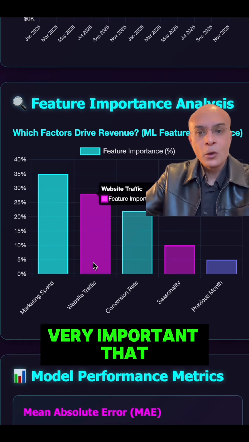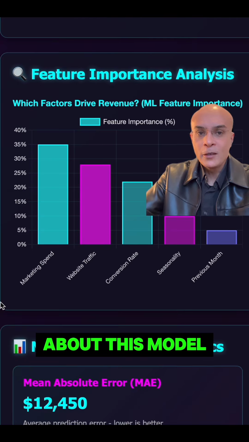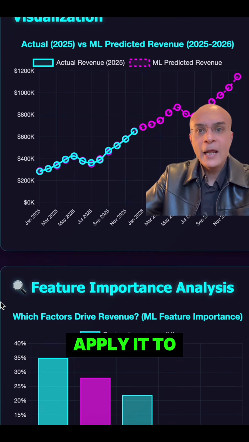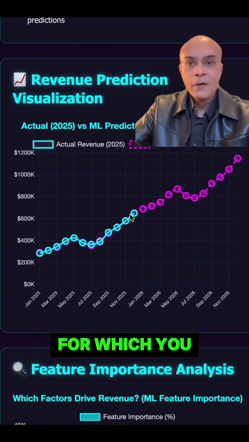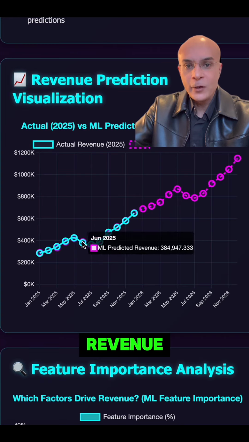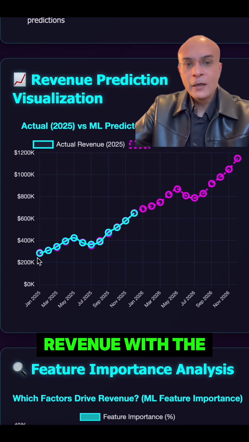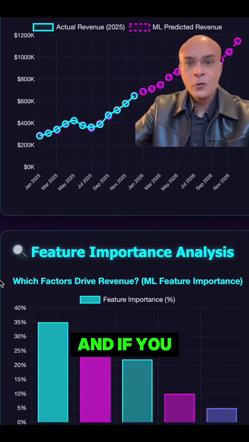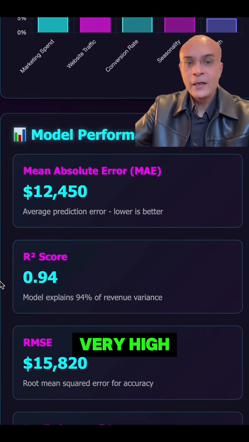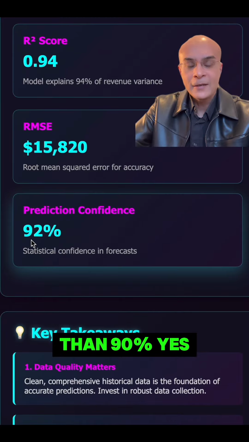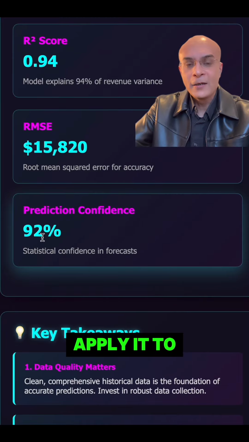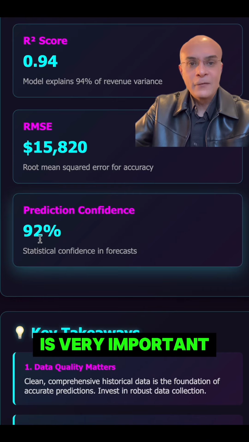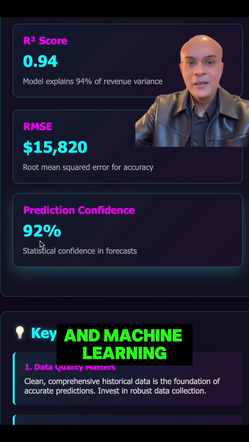Now, it's also very important that you are confident about this model. So what you can do is take this model and apply it to 2025, for which you already know the revenue. And then you compare the actual revenue with the predicted revenue to come out with some confidence scores. And if you see a confidence score which is very high, such as more than 90%, yes, you can take this model and apply it to 2026 or future years. So predicting revenue is very important for any enterprise, and machine learning can help.